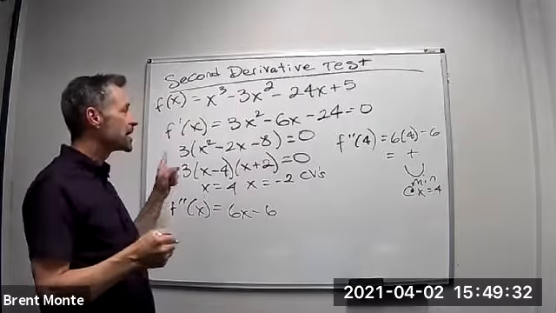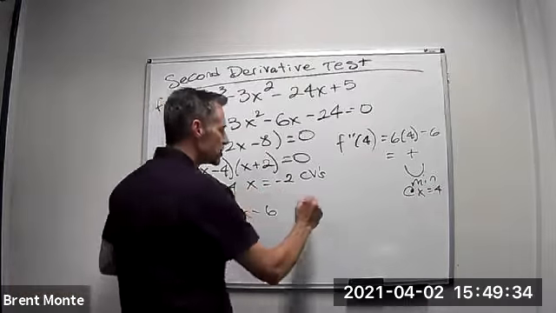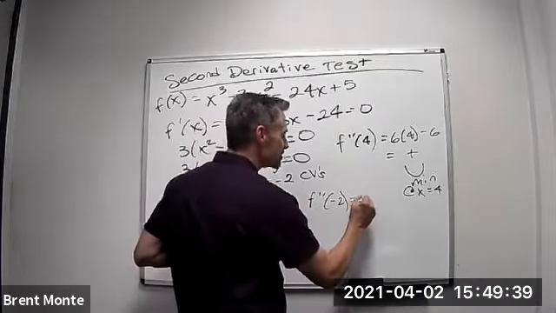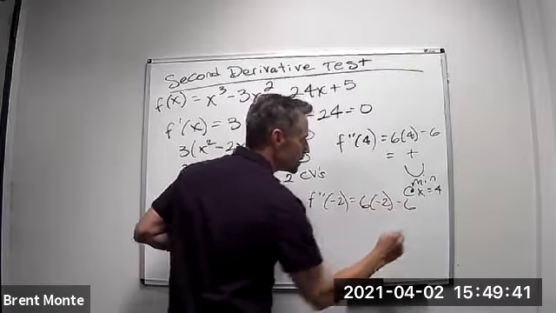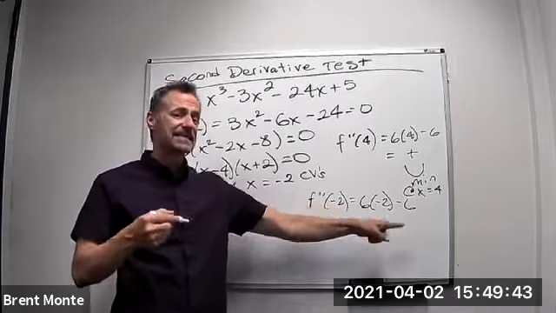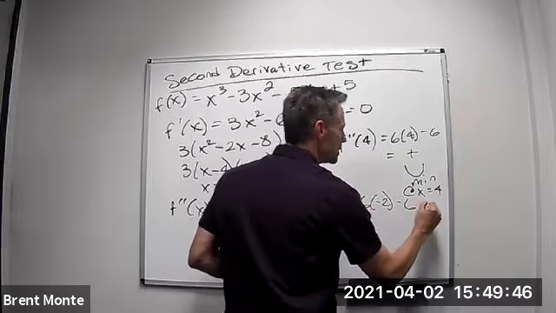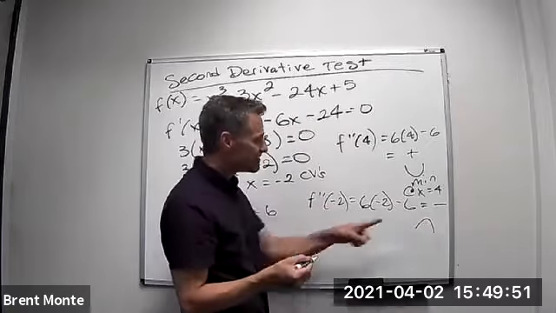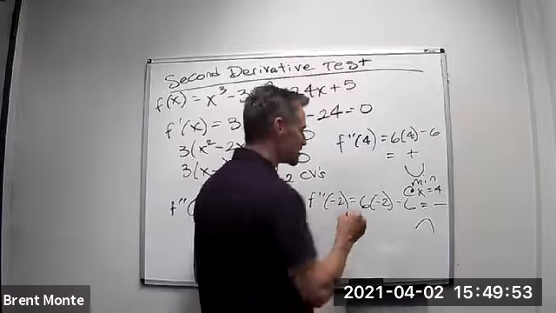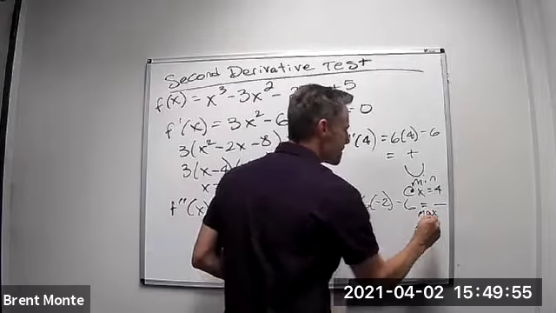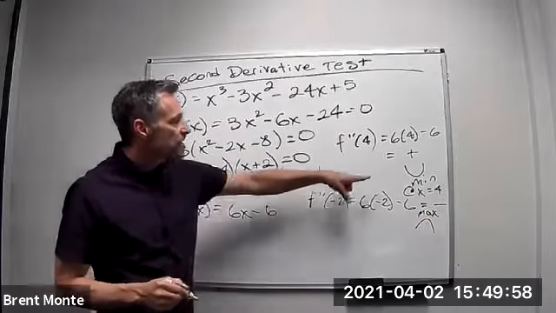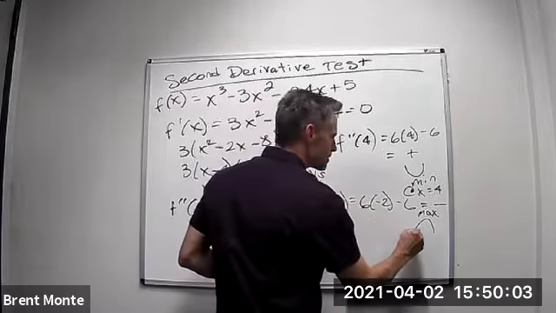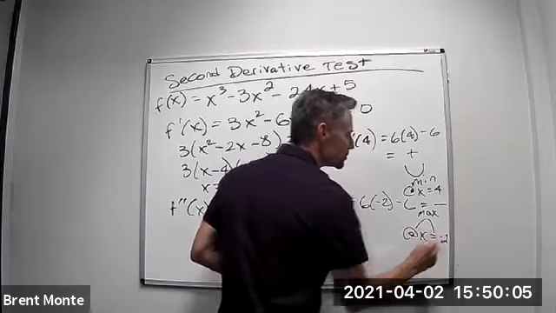And then I do the same thing with the other critical value, negative 2. I do f double prime of negative 2, 6 times negative 2 minus 6. Again, negative 12 minus 6, negative 18, but it's negative. And if the second derivative is negative, I know it's concave down. Well, if it's concave down, I can look at the picture. It has to be a relative max. So it's got a relative minimum at x equals 4. It's got a relative max at x equals negative 2.